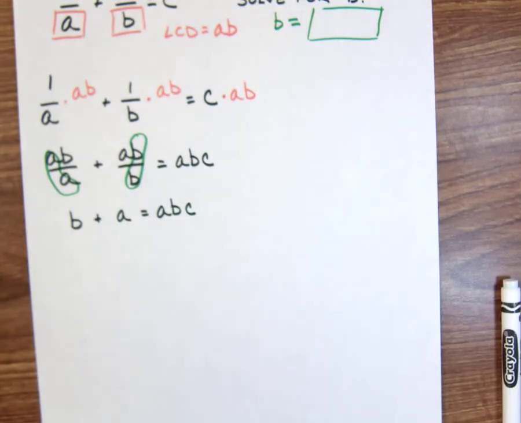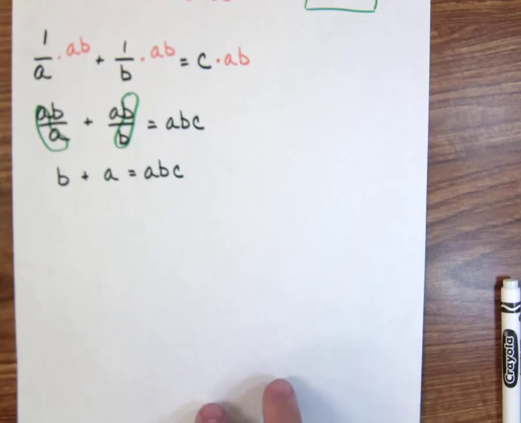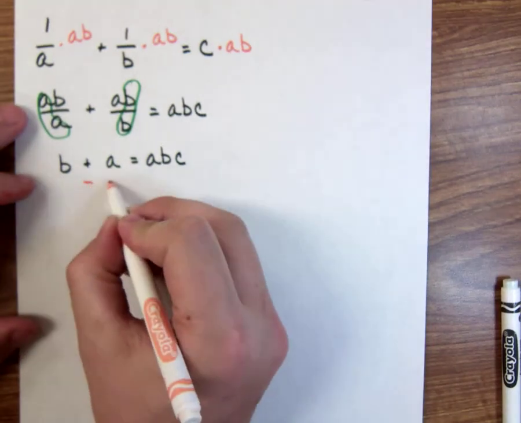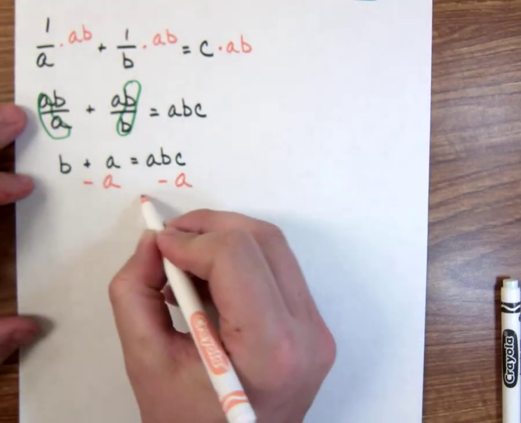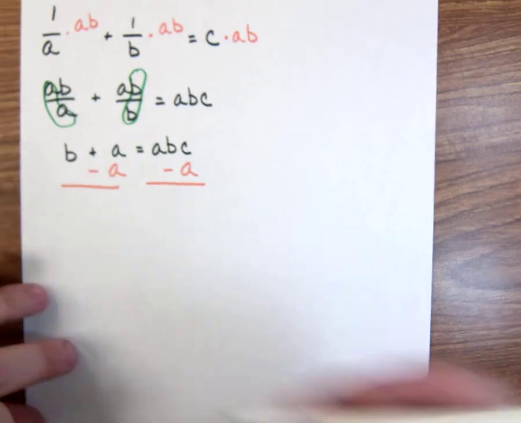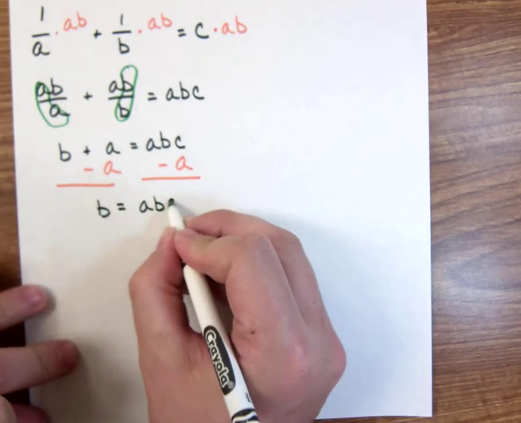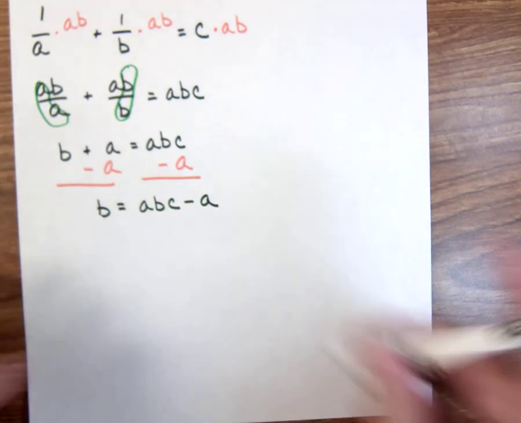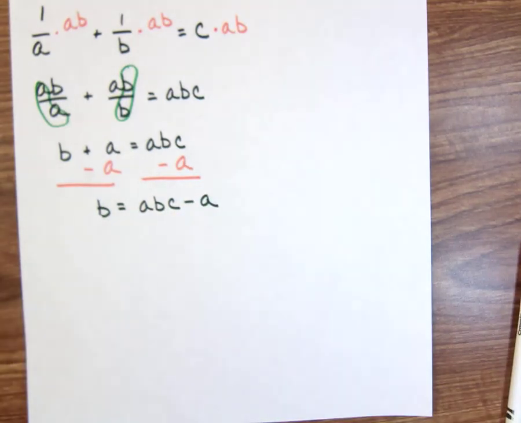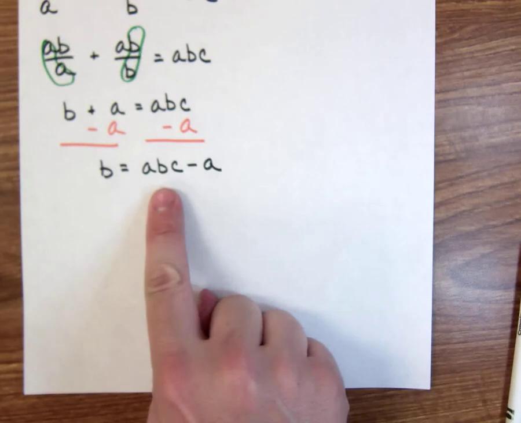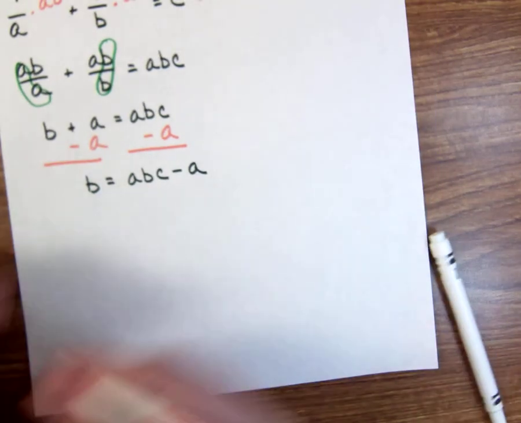I'm feeling better already. No fractions. You subtract a. That's a good idea. Subtract a. The reason that's a good idea is because my goal is to get b all by itself. And it appears, I can't combine these by the way, ABC and A cannot be combined. I gotta leave them separate. That seems all right. It appears as though I've accomplished my goal, but I haven't because there's still a b right here.